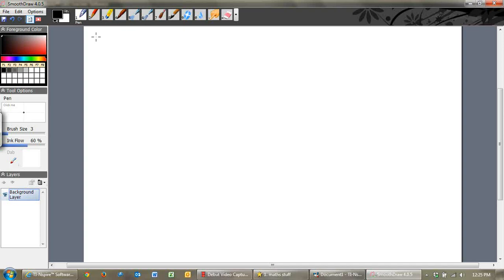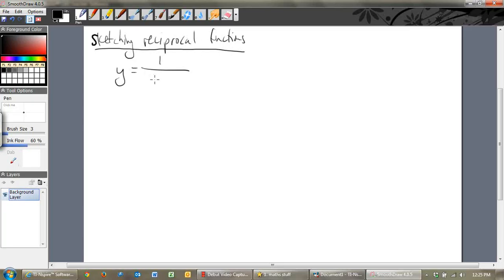Okay, in this video we're going to be looking at sketching reciprocal functions. And what reciprocal, remember, means is 1 over something. So what we're going to be looking at is sketching y equals 1 over something down here, and I just write f(x), some function of x, under there. That might be 1 over 2x plus 1, or it might be something like y equals 1 over x squared plus 3x. 1 over the function, so that's what we mean by reciprocal functions.